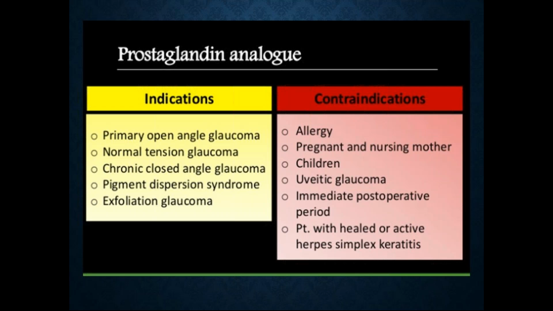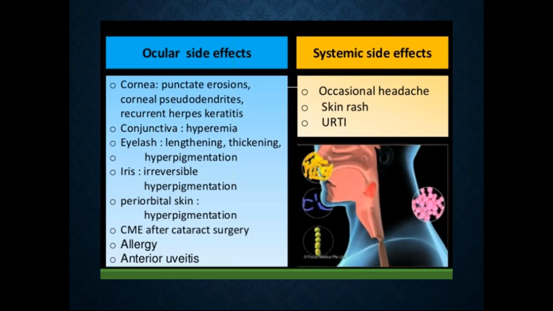If you manipulate within the eyeball, anyway there will be mild iritis. If you give prostaglandins, the iritis will increase and the patient will have more uveitis. So in the immediate post-operative period we can't give prostaglandins. Patients with herpes simplex keratitis, healed or active, also we can't give prostaglandins.